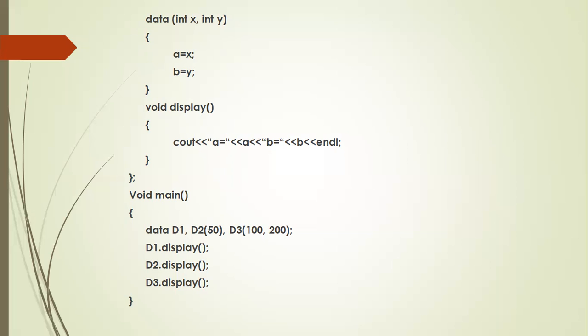D1.A equal to 10, D1.B equal to 20. For the second object, D2.A equal to 50, D2.B also equal to 50. For the third object, D3.A equal to 100 and D3.B equal to 200.